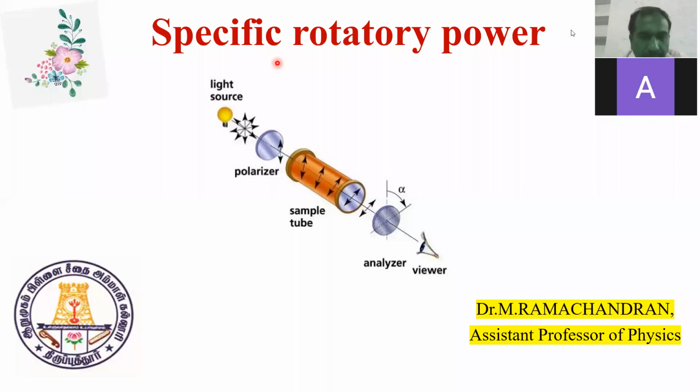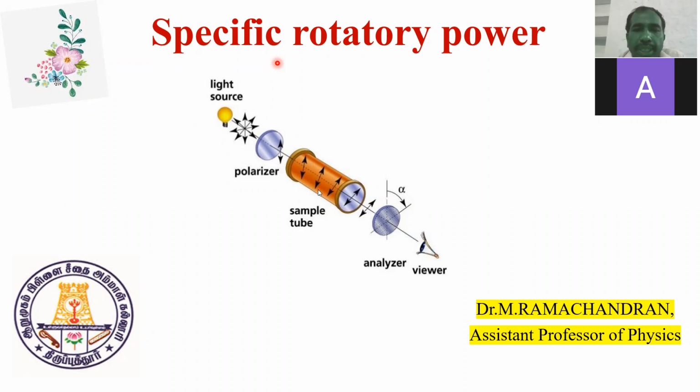Class: specific rotatory power. Specific rotatory power, we will know that. Some optical solutions are capable of rotating the plane of polarized light through a certain angle. That type of power is called specific rotatory power.